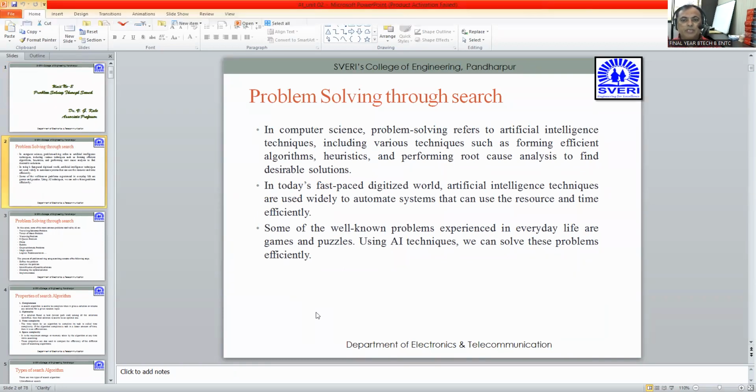In today's fast-paced digitized world, artificial intelligence techniques are widely used in automation. As we know, it can use resources and time very efficiently. And henceforth, this problem solving through search can be used in different applications. That may be Google search, that is one of the things. Then in everyday life, we can use it in games and puzzles. And by using this AI technique, you can solve these problems efficiently.